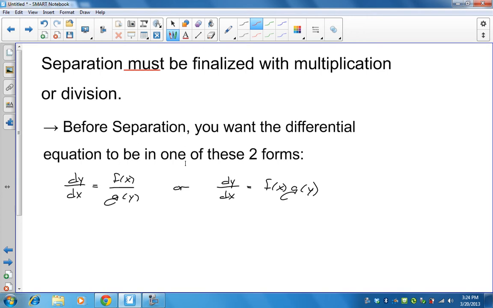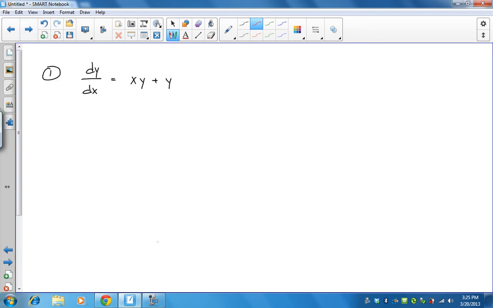And ideally, before you separate, you want your differential equation to look like one of these two. You either want dy/dx equals a function of x over a function of y, or dy/dx equals a function of x times a function of y, because in both of these cases I can move things with multiplication or division. For this first one, to move my y over, I multiply, and to move my dx over, I will multiply by dx. For this one, to move my dx over, I would multiply by dx, and to move my g of y over, we would divide by g of y. So you want to get it in one of these two generic forms, and then you will use multiplication or division to finalize the separation.